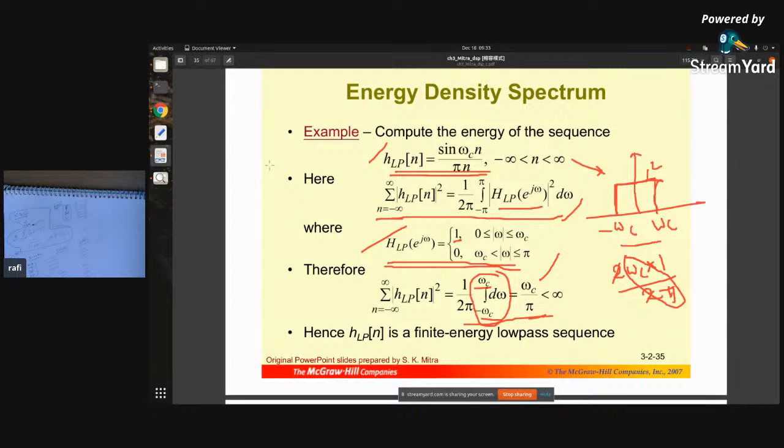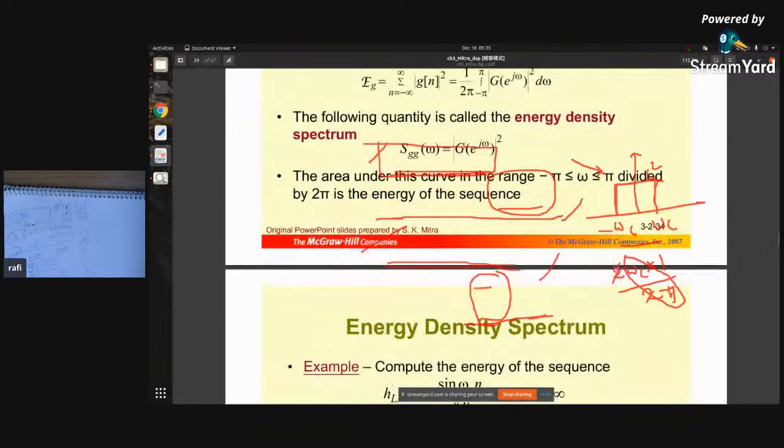You can just comment: what is the energy spectral density of this signal, h_LP of sin omega c? Energy spectral density means only this part. Area under the energy spectral density is energy, but if you ask only for energy spectral density, it means only this one.